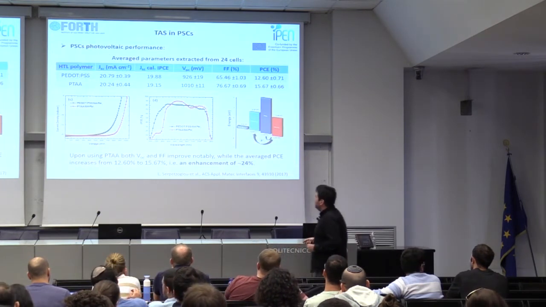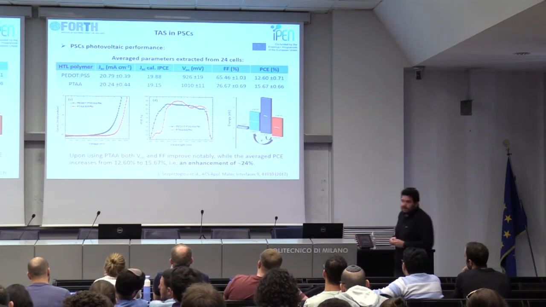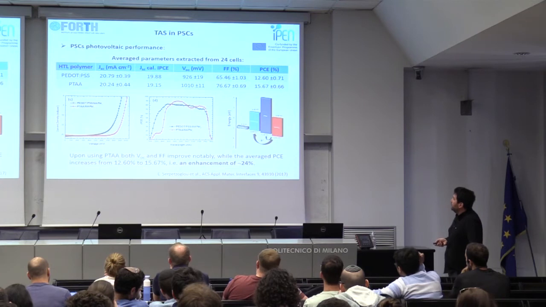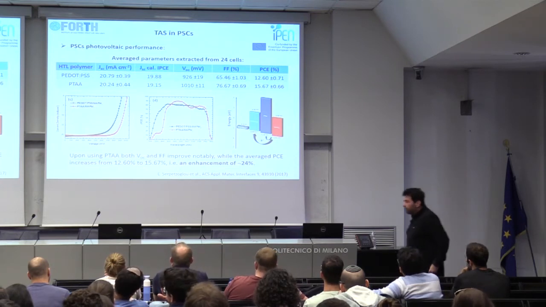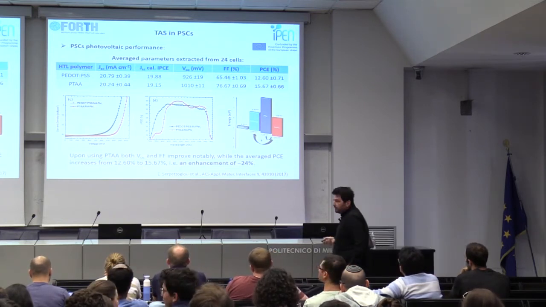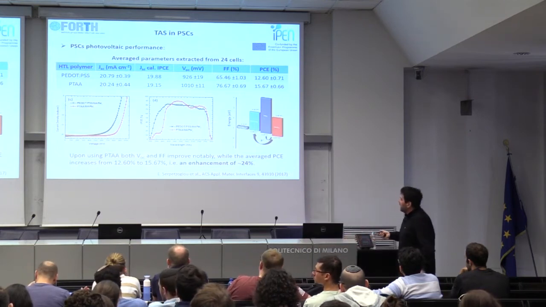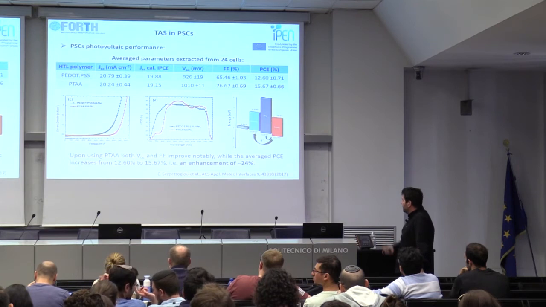And of course, when our colleagues there did these photovoltaic measurements, they confirmed this. So this table shows the average parameters extracted from 24 cells. And you can see the current and voltage curves here.